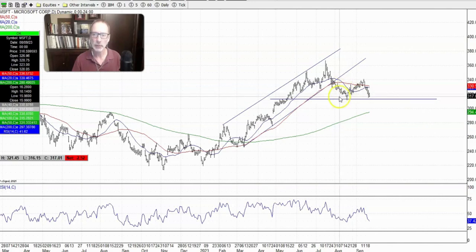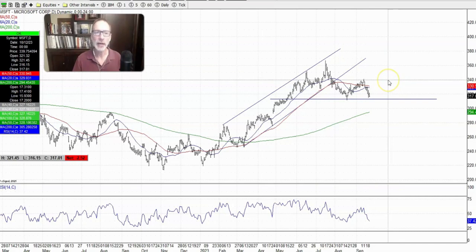So you got this spot right around here, and you got this congestion right around here. So probably around 315 or so might be the spot where we might find some support on Microsoft. But you want to wait until you see a confirmed bounce before you actually get into those bullish trades. You don't want to try to pick the bottoms.